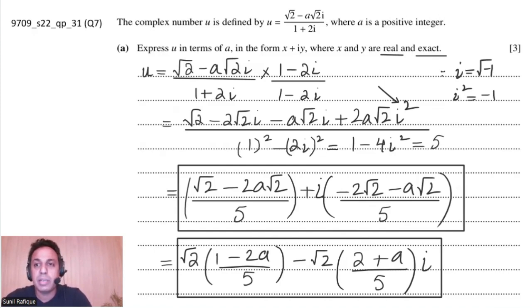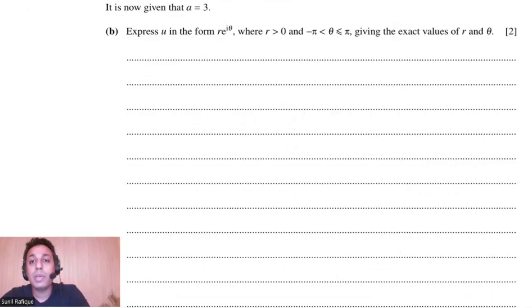Let's look at part B now. It is now given that a is 3. Part B says express u in the form r e to the iota theta, where r is greater than 0 and theta is between minus pi and pi, giving the exact values of r and theta. So what is this r e to the iota theta? If you remember it, that's good. But if you have forgotten, that is the exponential form of a complex number. And the one which was given in the question was the Cartesian form.